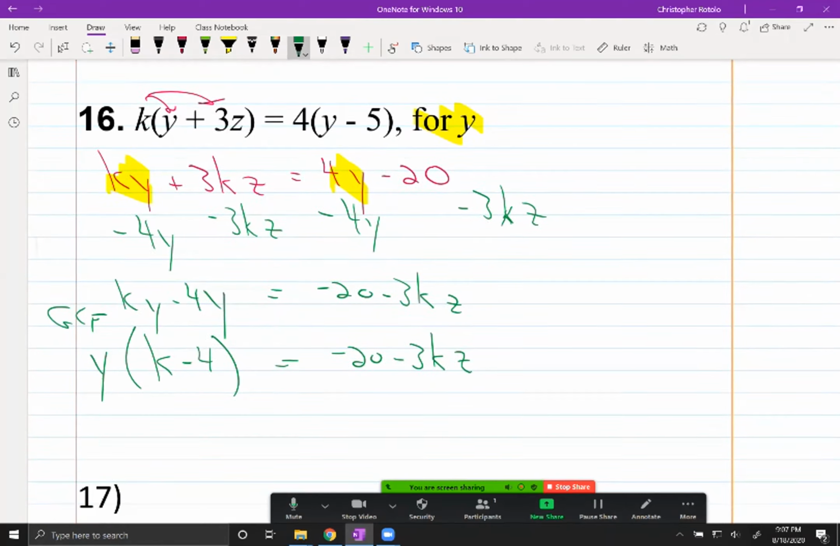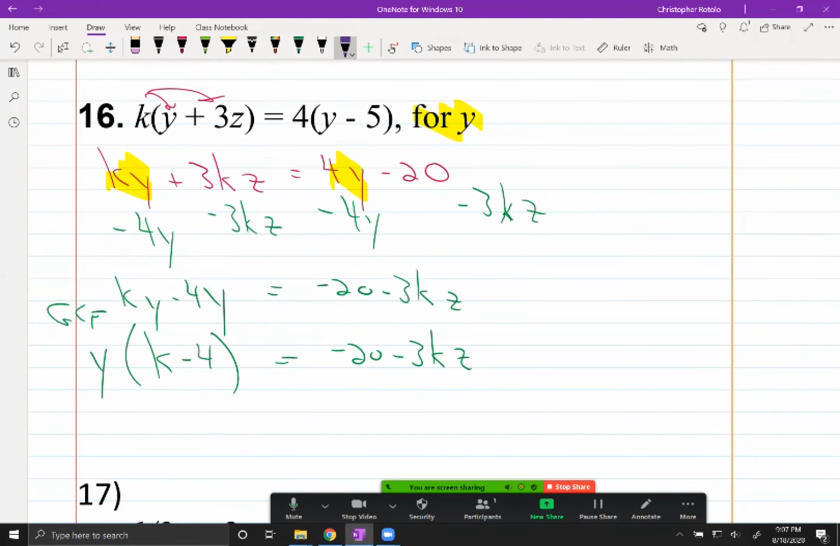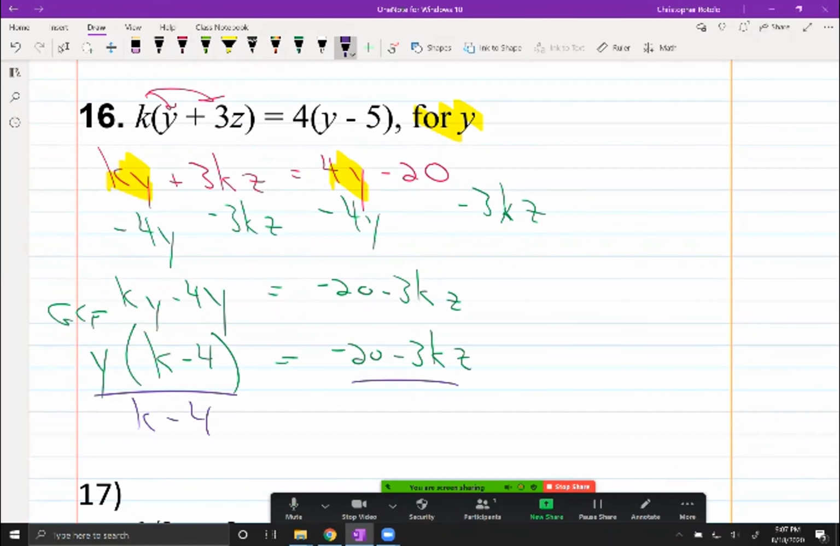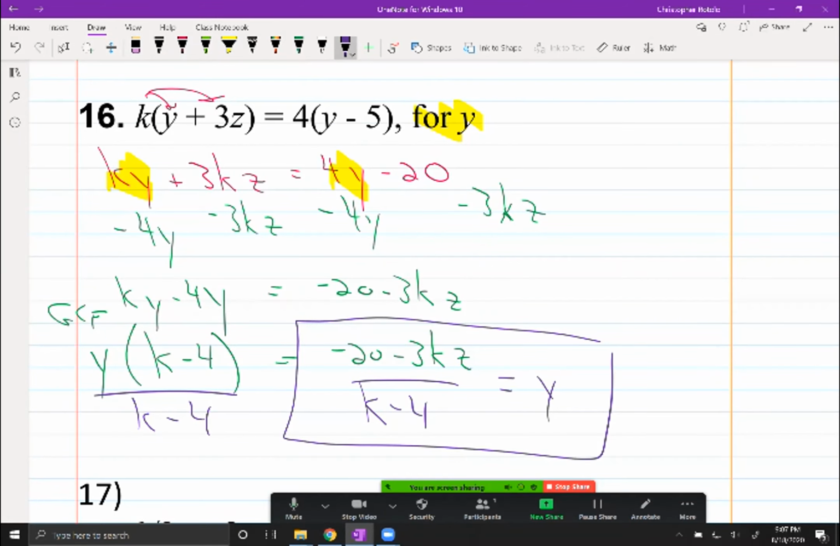All right, so you got the idea from the last one. Now, how do we get rid of this binomial? I just divide it out. k minus 4. I might just write y equals instead of rewriting the whole thing. That's either lazy or genius. I'm going with the latter. Okay.